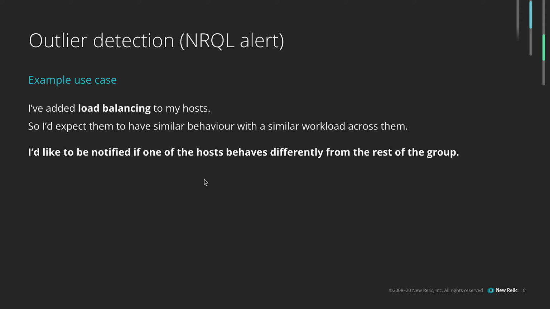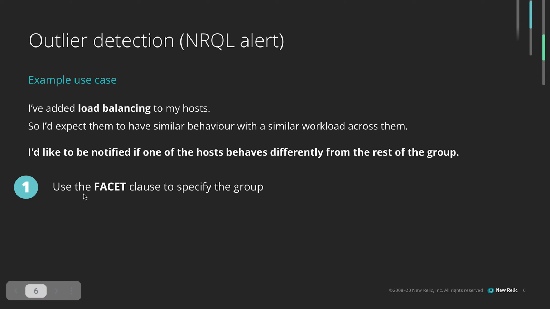So I've added load balancing to my hosts, so I'd expect them to have similar behavior with a similar workload across them. But I'd like to be notified then if one of the hosts behaves differently from the rest of the group. To do this, we're going to use the NRQL alert condition, but it's important there's two things we need to remember.